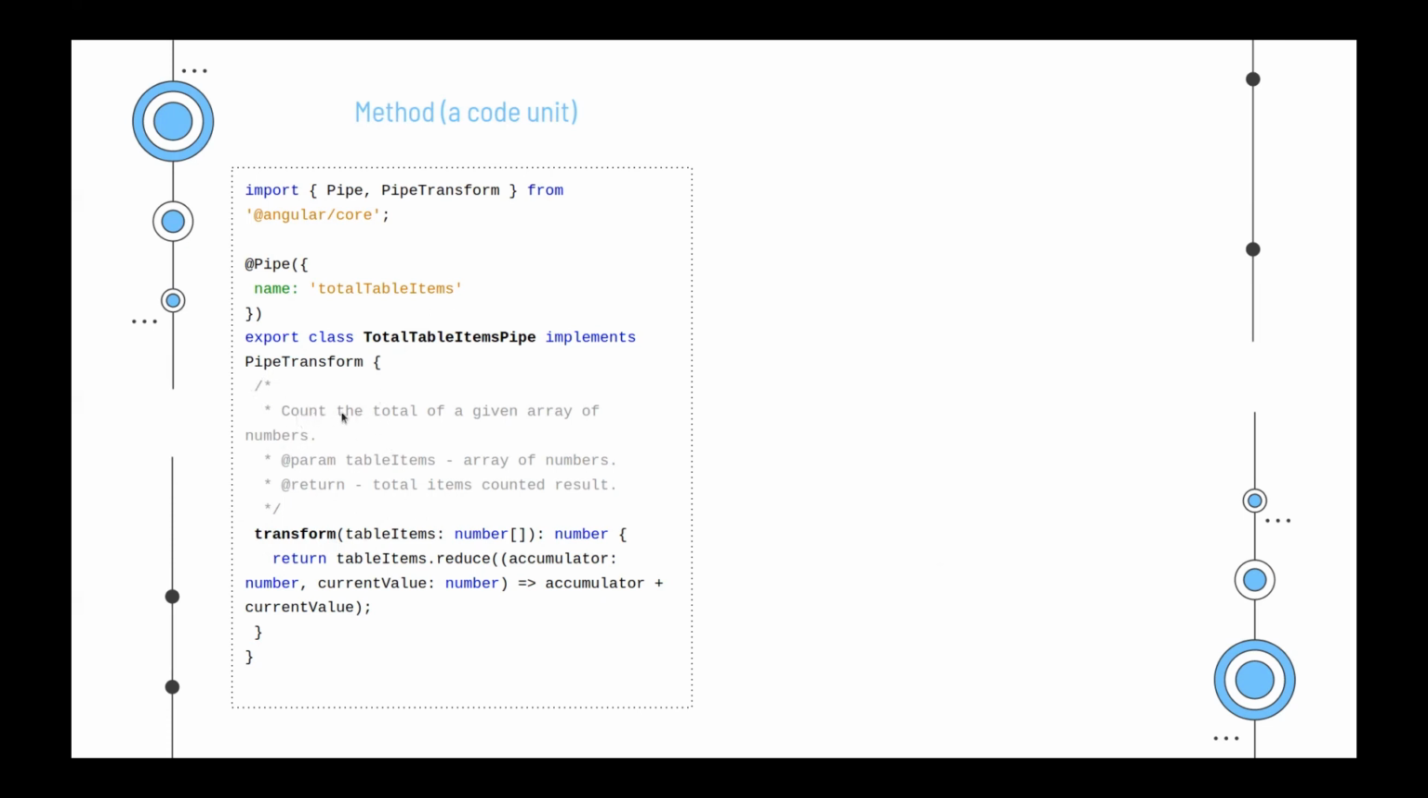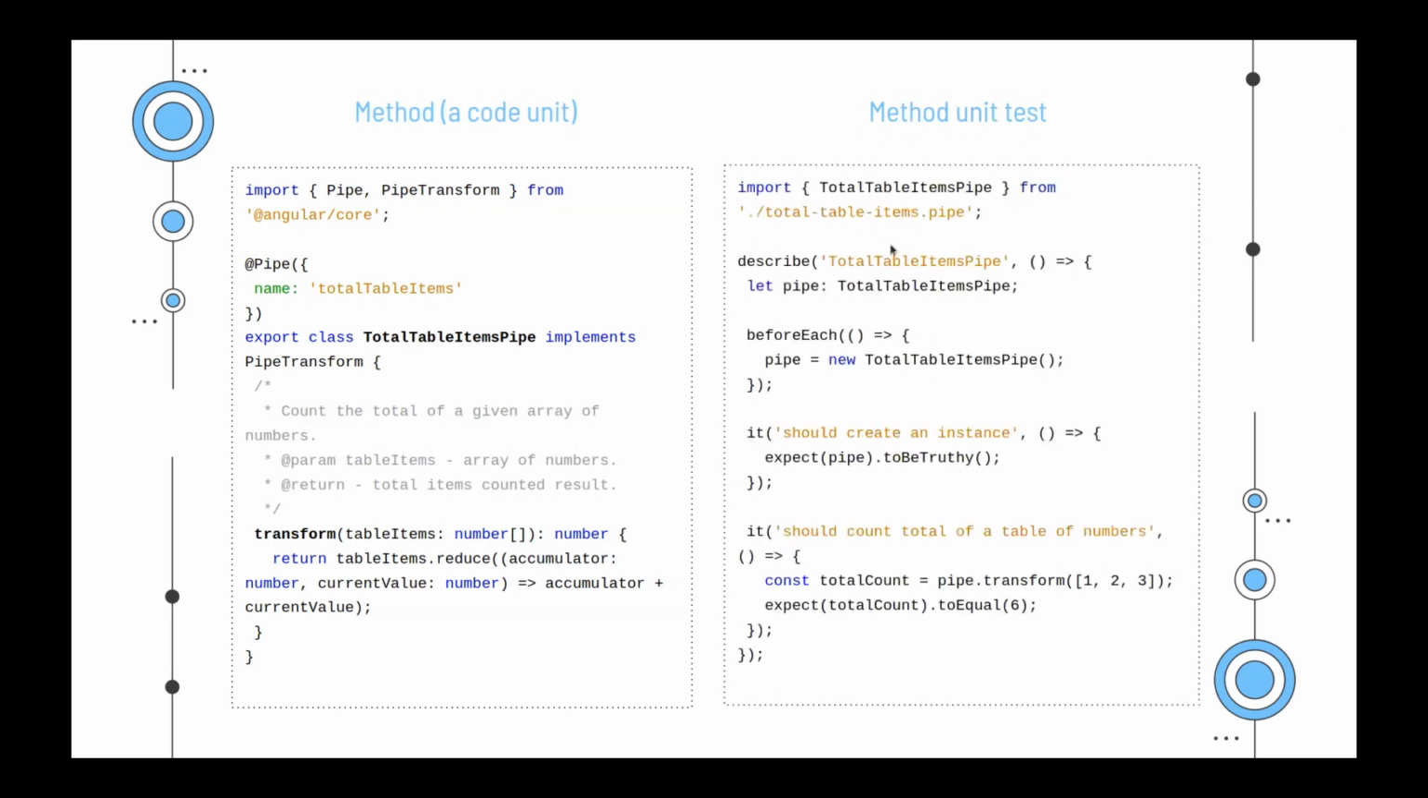This method will count the total of a given array of numbers. It will receive as a parameter the table items. It's an array of numbers, and it will return the total items count result. So if we introduce an array with 1 and 2, it should return 3. Let's see now what the unit test code will look like for this method. So this is the method unit test. It's really understandable. We should not really be professionals to understand such code.